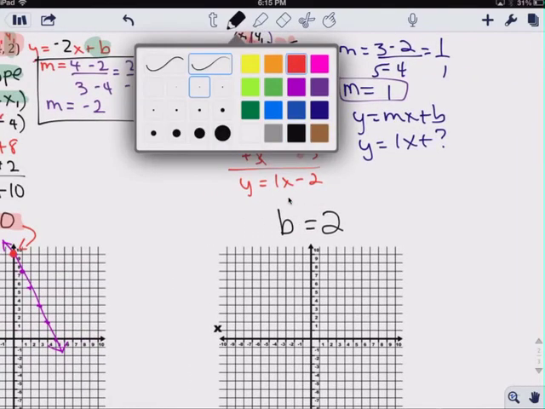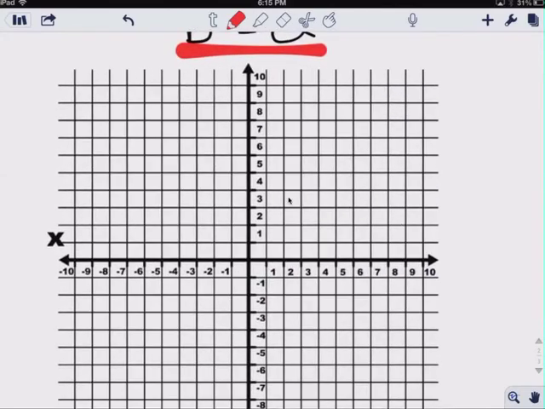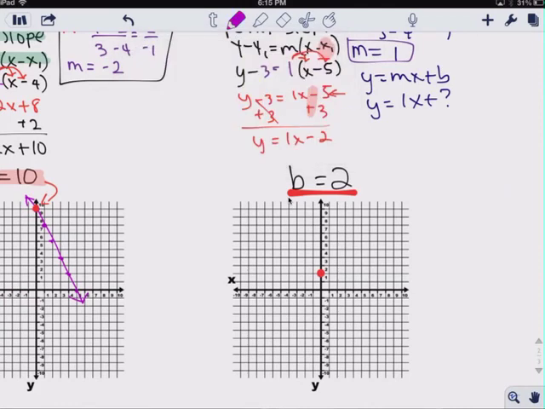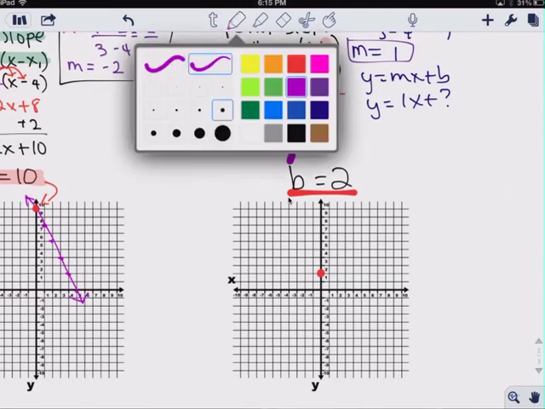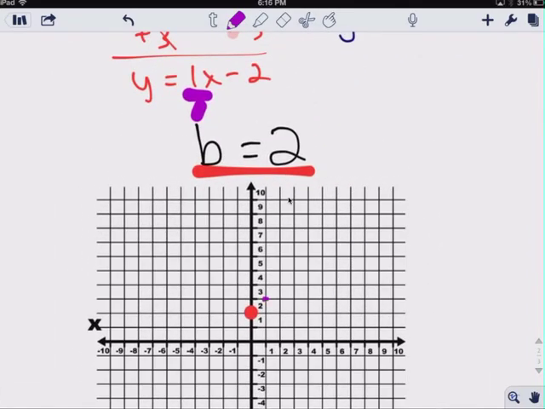So I have this nice, beautiful graph. I'm going to put my y-intercept at 2 right there. Okay? And then I'm going to use this to graph. My slope is 1 over 1, so that means I go up 1, right 1. Up 1, right 1, and so on. Okay? And there goes my graph.